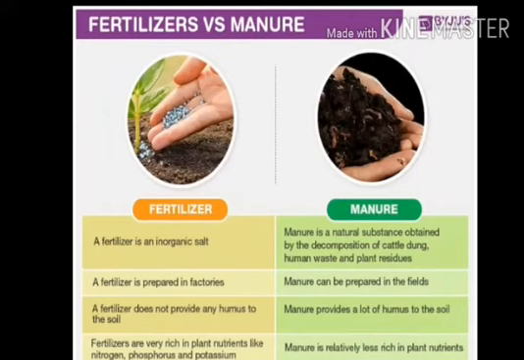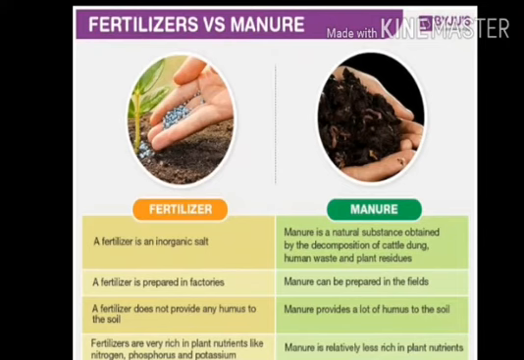Now you can see these differences in the fertilizers versus manure chart. Fertilizer is an inorganic salt. Manure is a natural substance obtained by the decomposition of cattle dung, human waste and plant residues. Fertilizers are prepared in factories, on a larger scale. Manure can be prepared in the field. Even at your home, you can prepare compost.